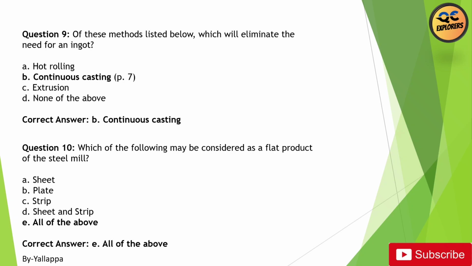Question 10. Let's look at the variety of flat products produced in a steel mill. Which of the following would be considered a flat product? The options are A. Sheet, B. Plate, and C. Strip. The correct answer is E, all of the above, as all three are categorized by their relatively thin, wide geometry.